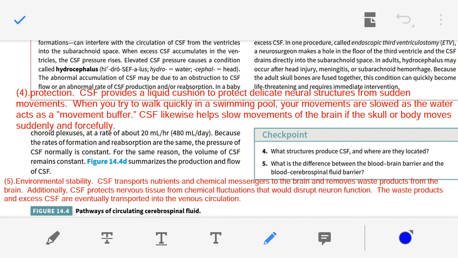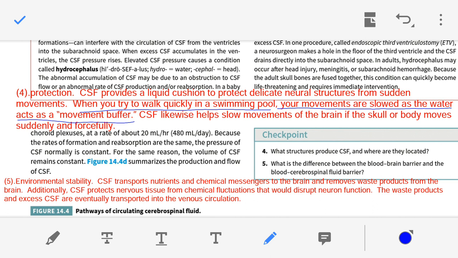So see, when you try to walk quickly in a swimming pool, your movements are slowed as the water acts as a movement buffer. So imagine you are in the swimming pool. Due to the water of the swimming pool, you cannot walk very fast in the water.